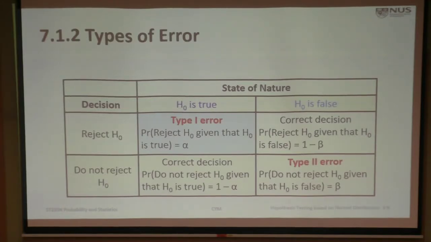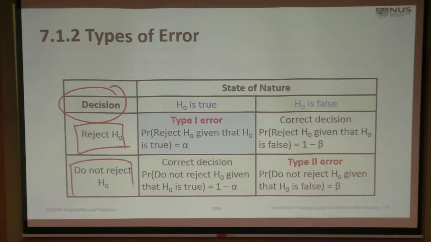So that is the decision that we make. Whatever decision you make, there may be mistakes. All right? So here is the situation. The decision that we make is to reject the null hypothesis or not reject the null hypothesis. That is the decision that we are going to make based on the data and the test procedure that we have. The other one is the state of nature.